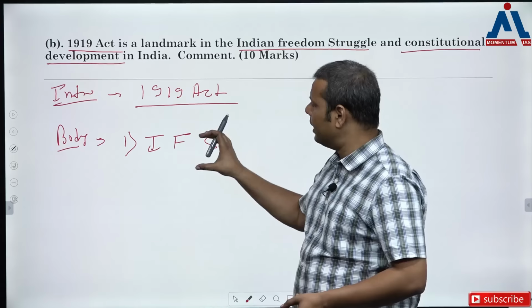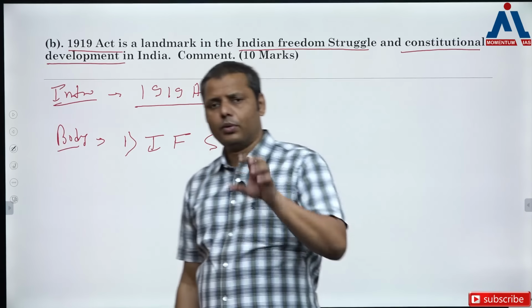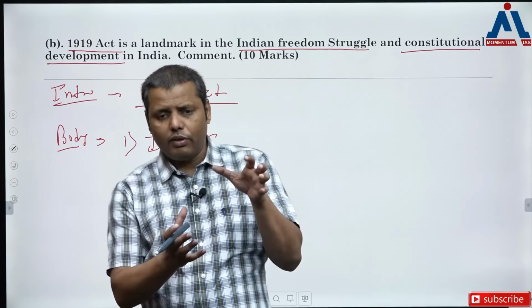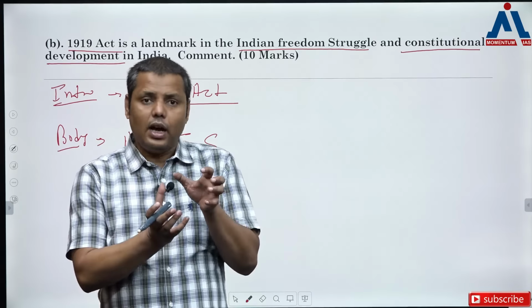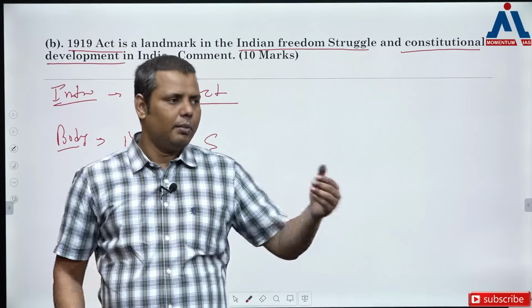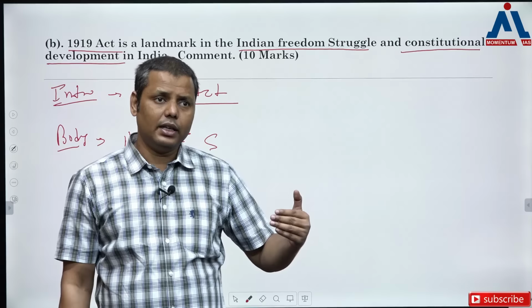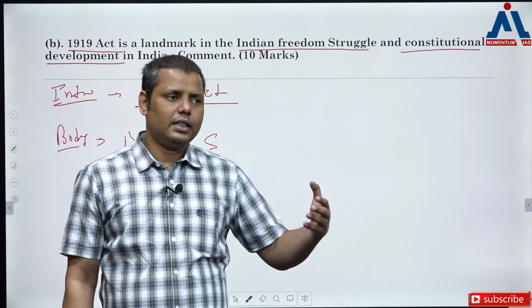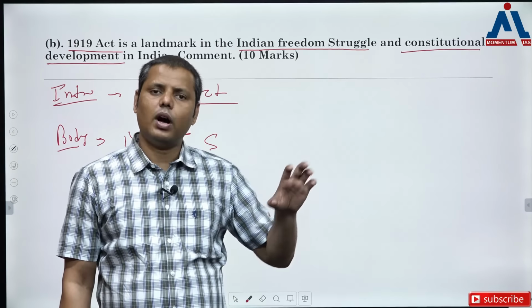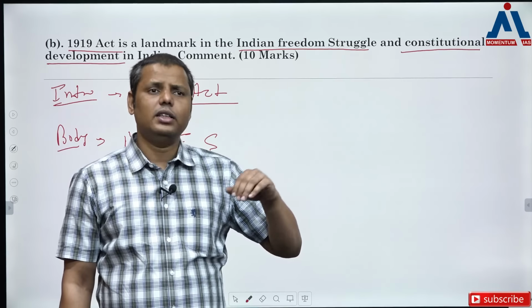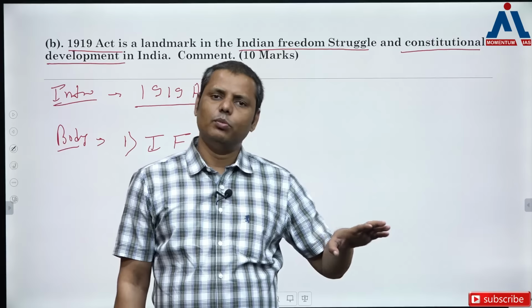Immediately after this 1919 Act, two things happen. The movements which were already on were basically absorbed by the 1919 Act, because the Home Rule League movement was suspended, thinking that the Act was going to fulfill all the requirements and demands they had. That's how the movement was suspended.